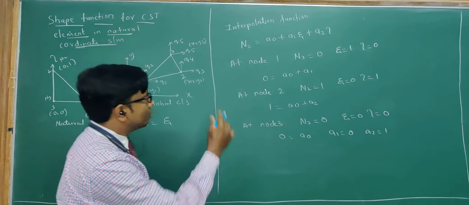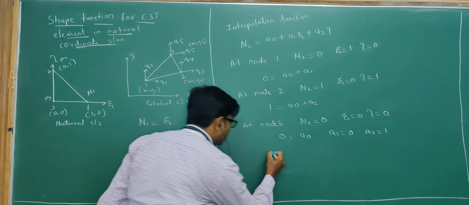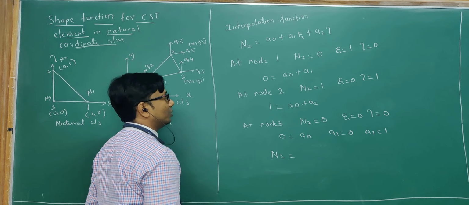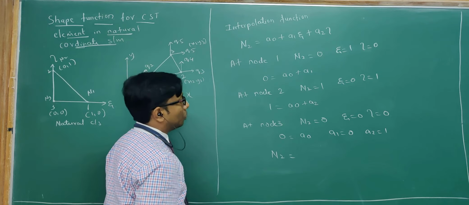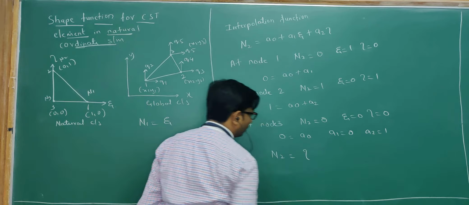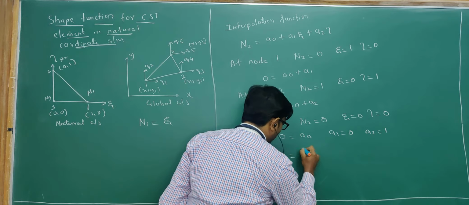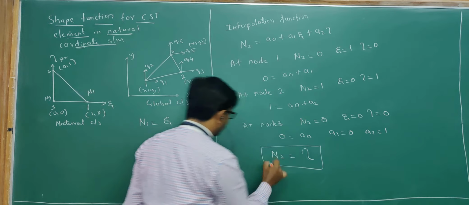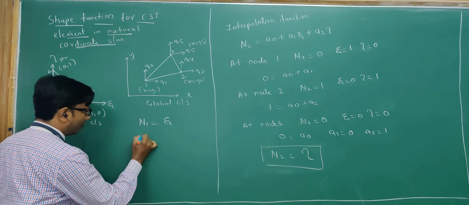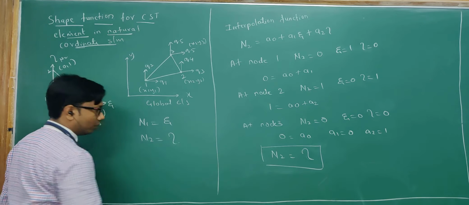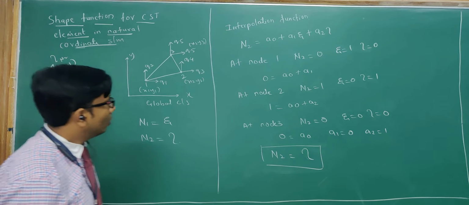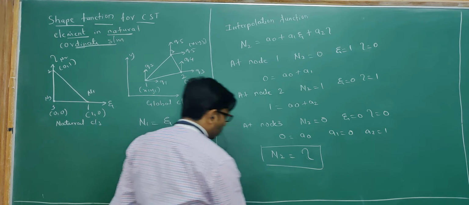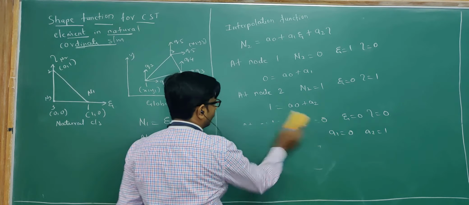Okay, if you just substitute in the main equation, n2 is equal to, as a0 is 0, you will be getting 0. a1 is 0, you will be getting 0. a2 is equal to 1, you will be getting eta. So this is the value of n2. Just write it here: n2 is equal to eta. On a similar basis, we will be going for the next shape function, that is n3. So let's rub it out.